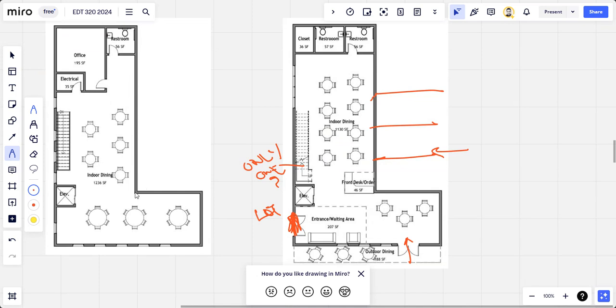So you have a front desk and ordering. Looks like this is for the seating clerk who tells you where to sit. This is not a restaurant, so this is only a cafe. So there's no seating clerks here. You just have to come in and order. So make sure that you change your design because this is seating.